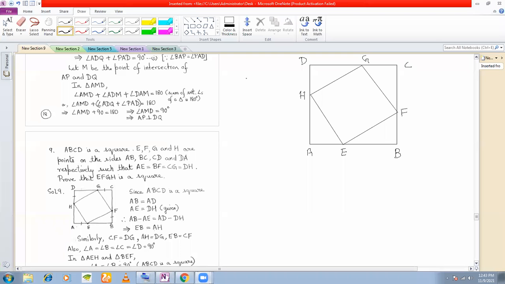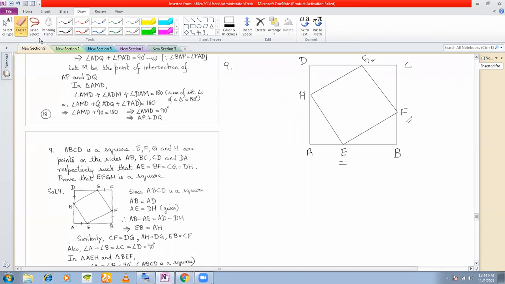In this question, it is given to you that ABCD is a square. That means all the sides are equal, and all the interior angles are 90 degrees. EFGH are points on the sides AB, BC, CD, and DA. If you see, I have taken these points E, F, G, and H. These points I have taken on the sides AB, BC, CD, and AD of the square.